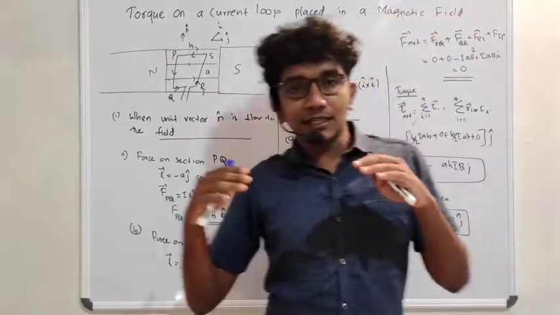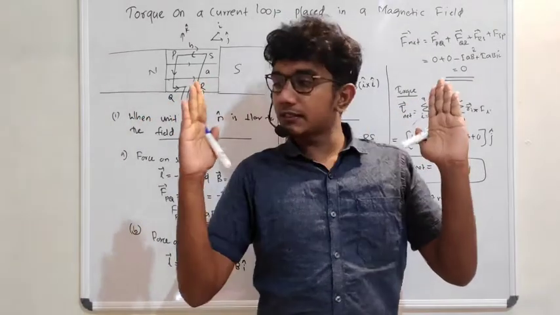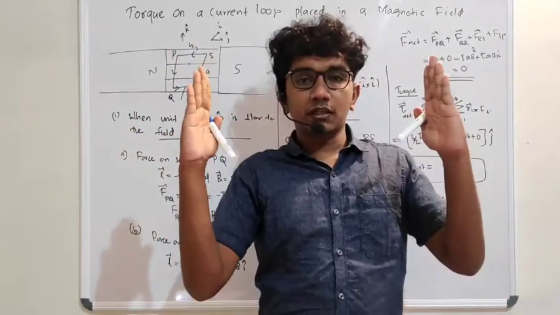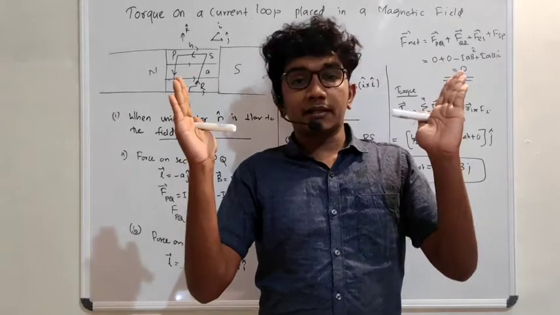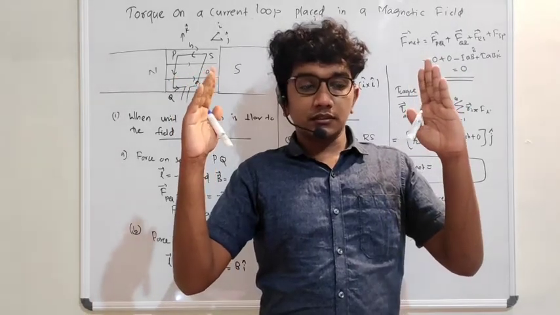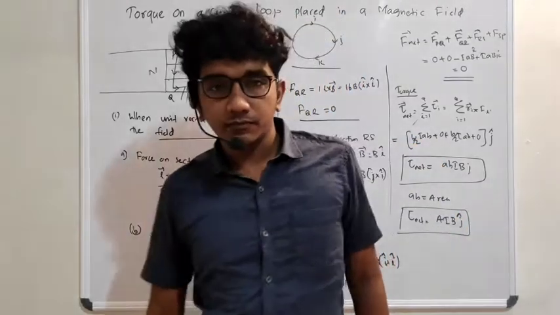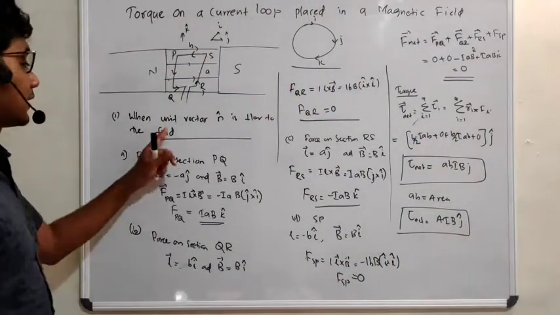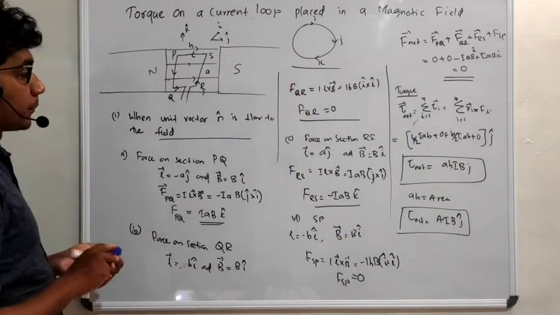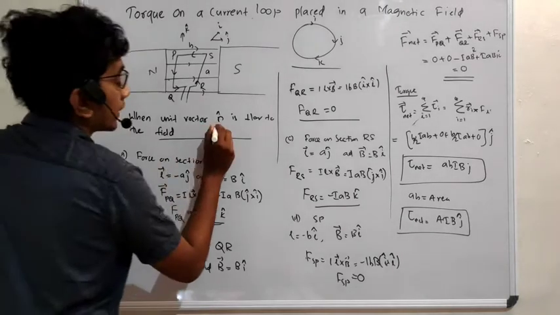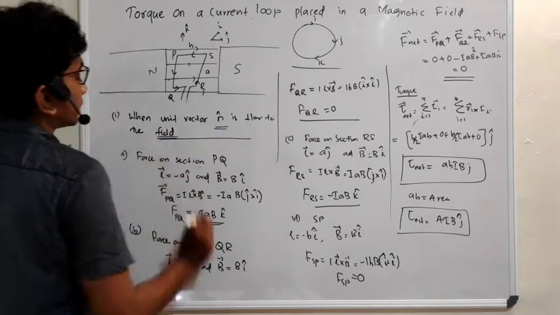You have to consider that the field is from this point to this point, like this is the north pole and this is the south pole. Field is from here to here. But what about this loop? The loop will be like this. So first we will discuss when the unit vector is perpendicular to the field.